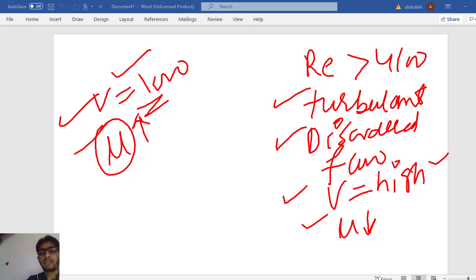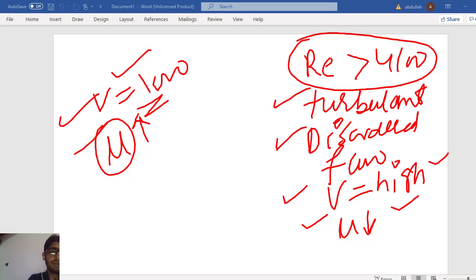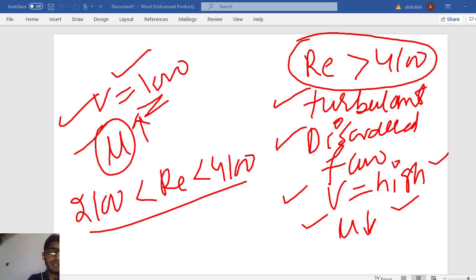And for turbulent flow inside the pipe, when the Reynolds number inside the pipe is greater than 4100, then the flow will be turbulent inside the pipe. Similarly, when the Reynolds number inside the pipe is between 2100 and 4100, then the flow will be in the transition range.